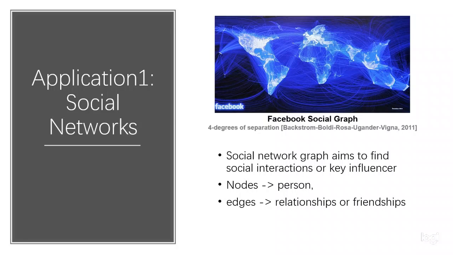So one of the applications is the social network. Here the nodes are persons and the edges are relationships or friendships. And the social network graph aims to find out the social interactions or key influencers who can get their opinions or pictures liked or shared very quickly.